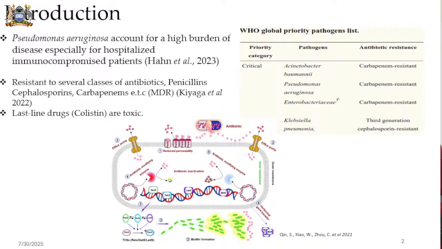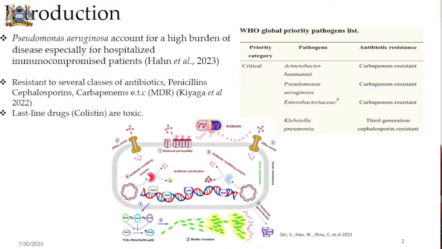bacteria. There are so many mechanisms, I don't want to go into them, that make this bacteria become resistant to a lot of these antibiotics. And the World Health Organization has placed Pseudomonas aeruginosa as one of the priority categories of bacteria that should have alternative interventions, because the antibiotics that are being used in the hospitals now are not working at all.